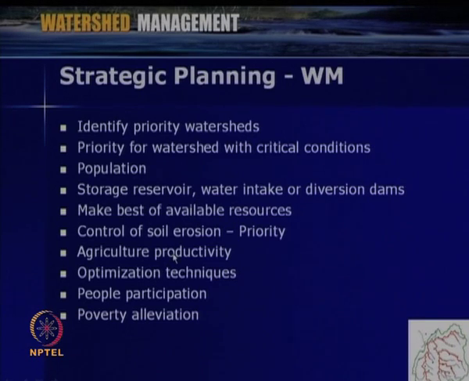Then agriculture productivity: if the productivity is very low, how can we improve it? In a particular area, using optimal water use or optimal agriculture practices, how can we improve the income of the people? And in all this strategic planning, we can take people's participation, do stakeholder analysis, and take their opinion also. So, in all this our main aim will be poverty alleviation as far as the particular area is concerned.